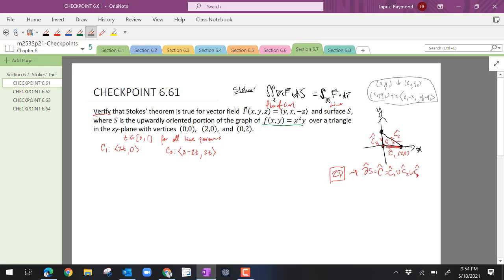Okay, so that's kind of like what I'm using, but I'm abbreviating that and doing it rather quickly. And that's how I'm coming up with these parameterizations. All right, C3 now is going to go from no movement in the x direction, so that's 0 in the x. It's always going to be 0. And then the y goes from 2 to 0, so again, it's going to be 2 minus 2t.